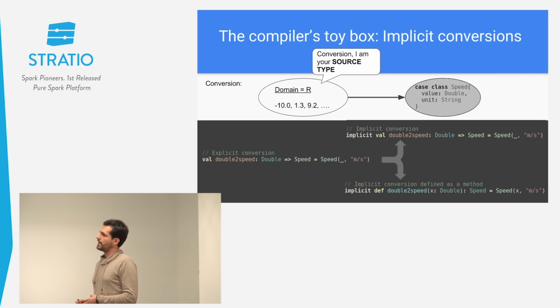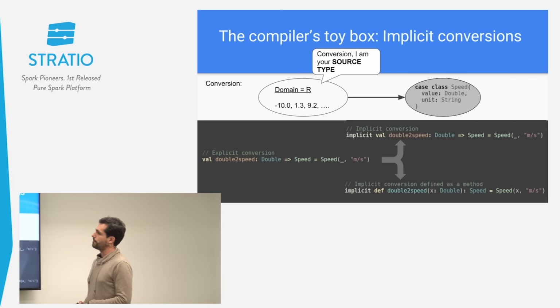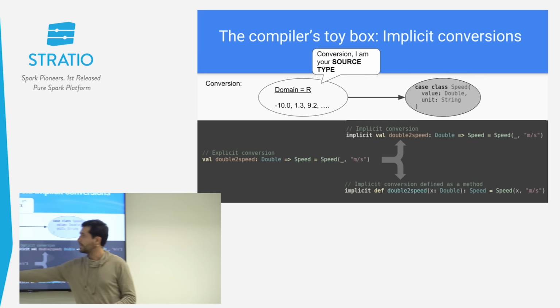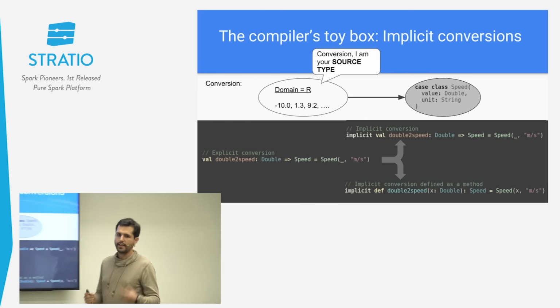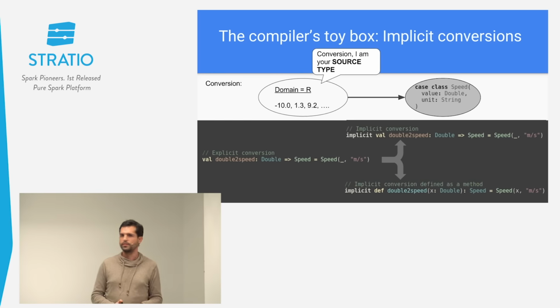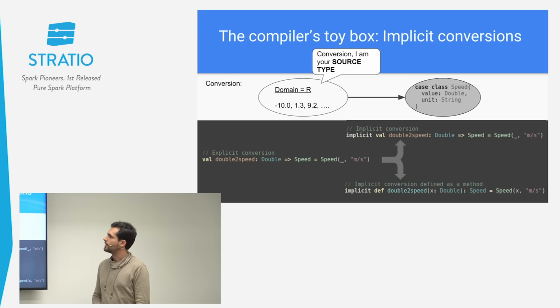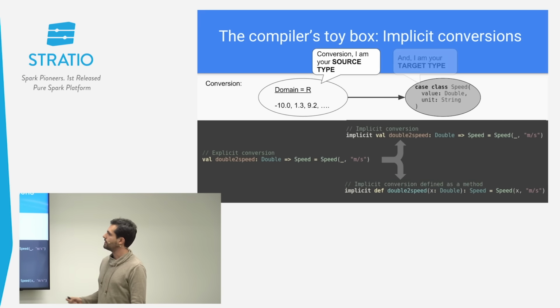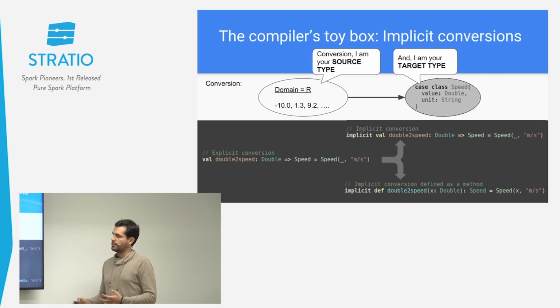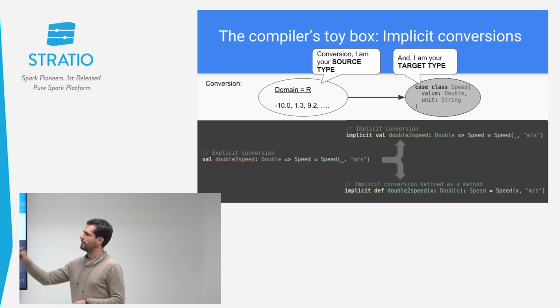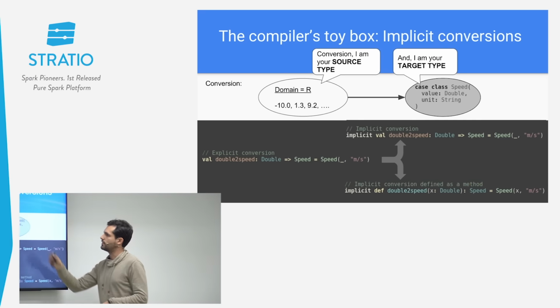So this type is the type of the function, is the type of the input value, and is the source type. Keep this in mind because we will be using this terminology in some slides after this one. And this one is the target. It's obvious why they are called like that, because we are going from the type of the domain, which is double, to the type speed.